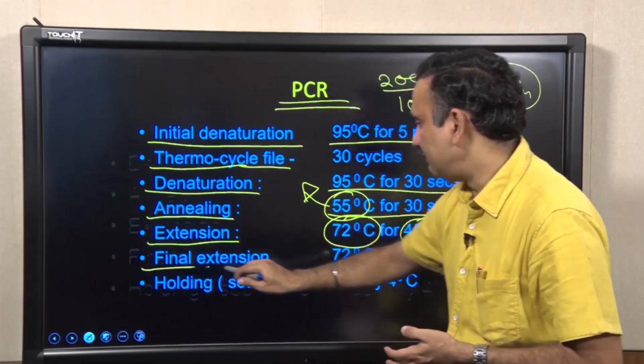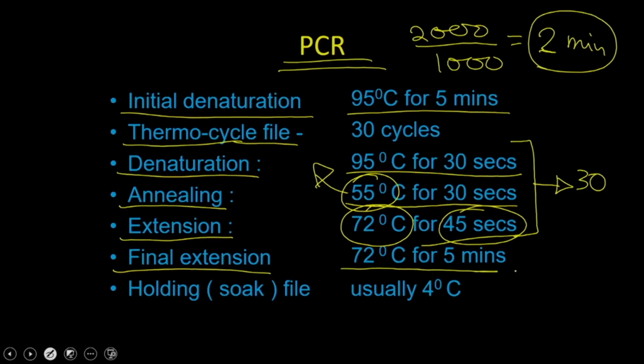And then you have the final extension. The final extension would be at 72 degrees Celsius for 5 minutes, and then there is a final hold where you ask the machine to keep the reactions at 4 degrees, because DNA is very stable at 4 degrees and cannot remain stable at higher temperatures. So, you can ask for the samples to be stored at 4 degrees.